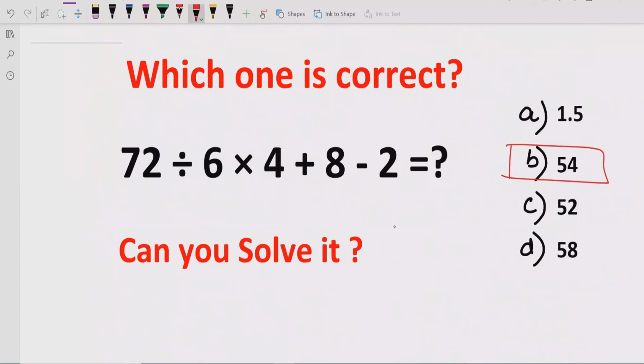The correct answer is 54, and you can apply this method using either BODMAS or PEMDAS, because both are similar. If you are in American mathematics, you use the PEMDAS method, and if you have an Asian board, you will follow the BODMAS method.